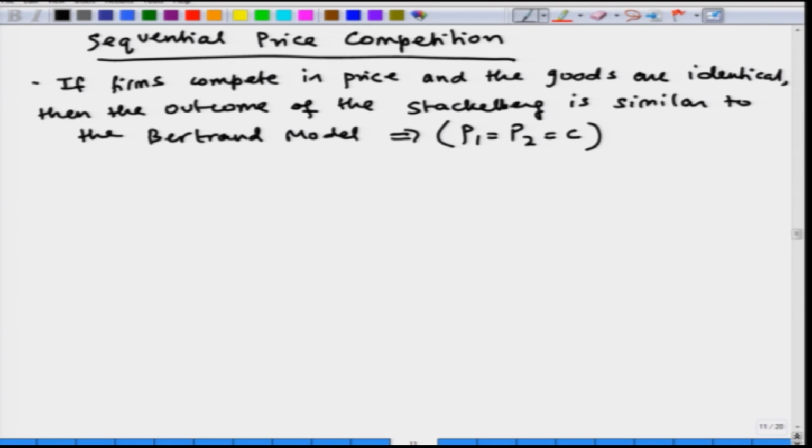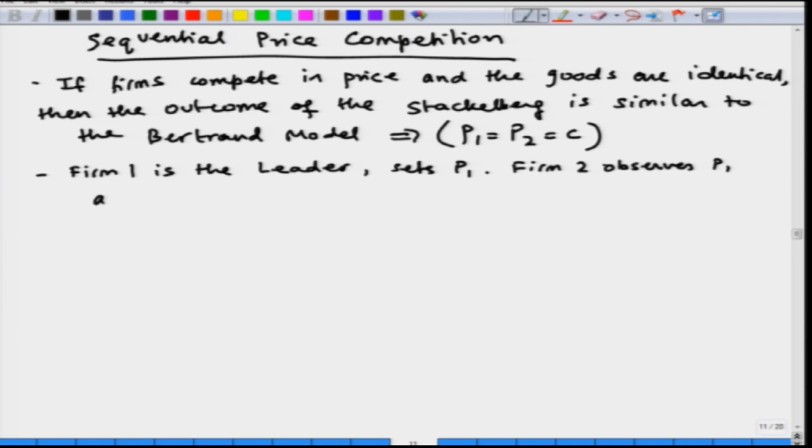So, let us see why this is going to be so. Let us again say firm 1 is the leader. So, it moves first, chooses a P1, right. Firm 2 observes the P1 and then sets P2. So, firm 2 is the follower as before, right. The marginal cost of production is the same for both the firms.